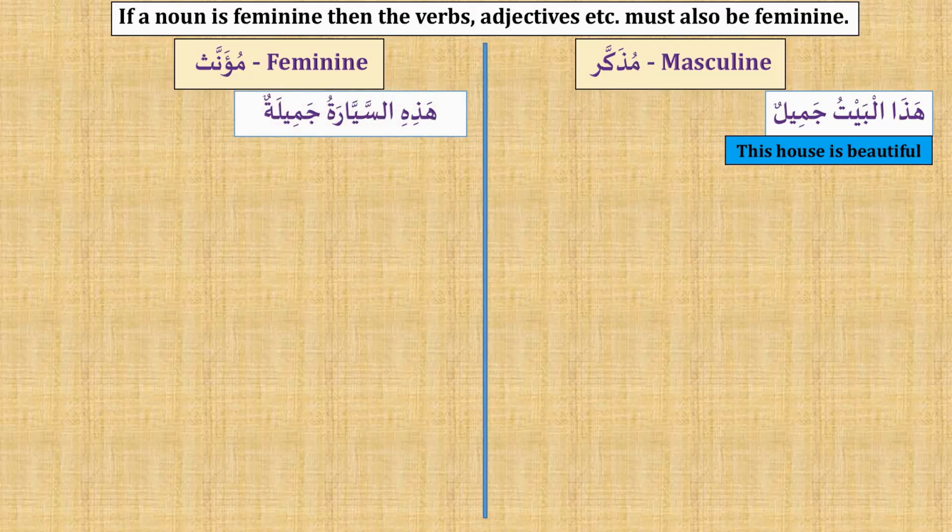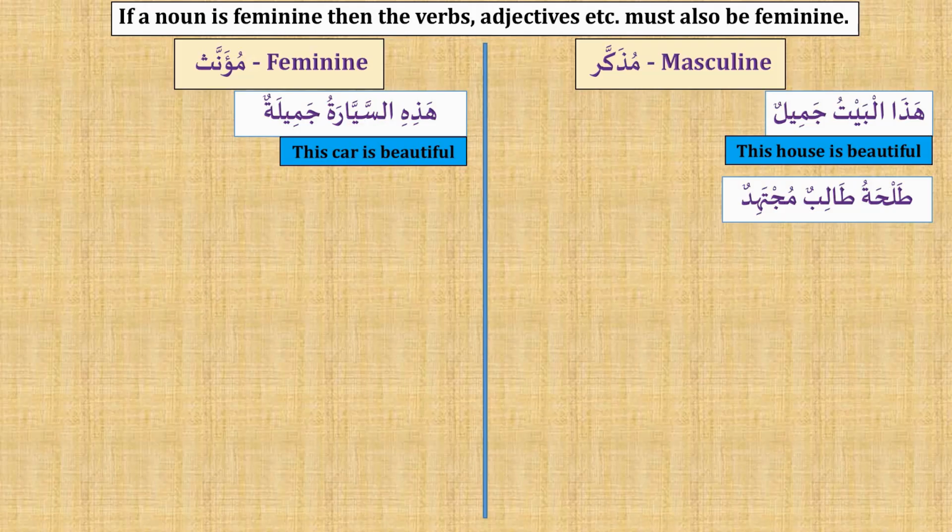Example for feminine noun in the sentence is هذه السيارة جميلة. This car is beautiful. السيارة, car, is feminine word because it ends with ta marbuta. The adjective at the end is also feminine, jamilatun. In the first sentence is jamilun for masculine, and in the second sentence jamilatun for feminine.